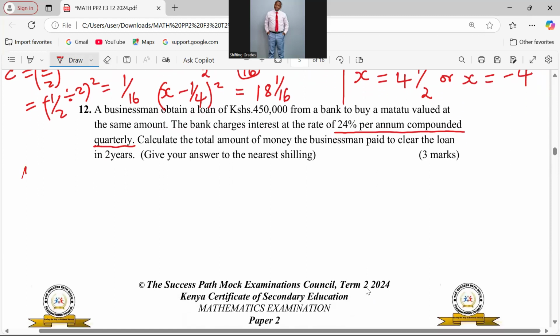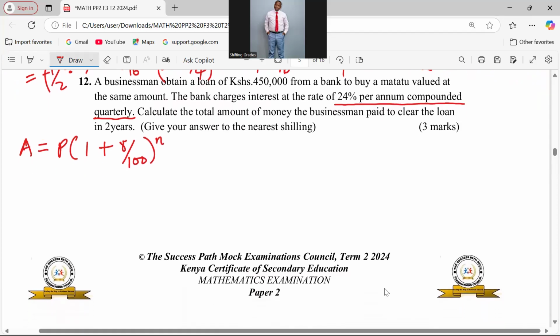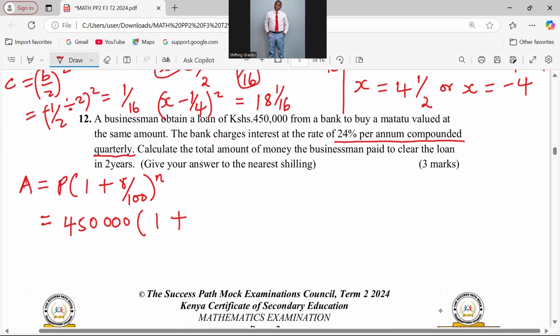We know that the amount is usually given by principal times 1 plus rate over 100 raised to n. So the principal is the amount borrowed. This is equal to 450,000 into 1, which is a constant, plus the rate. Now, the rate here per annum is 24%, which means in a quarter of a year, we have to divide by 4, giving 6%. Students are supposed to be very careful again. If it is 24% per annum, and that is why I have underlined 24% per annum, but now we are compounding quarterly, then every quarter we take 6.